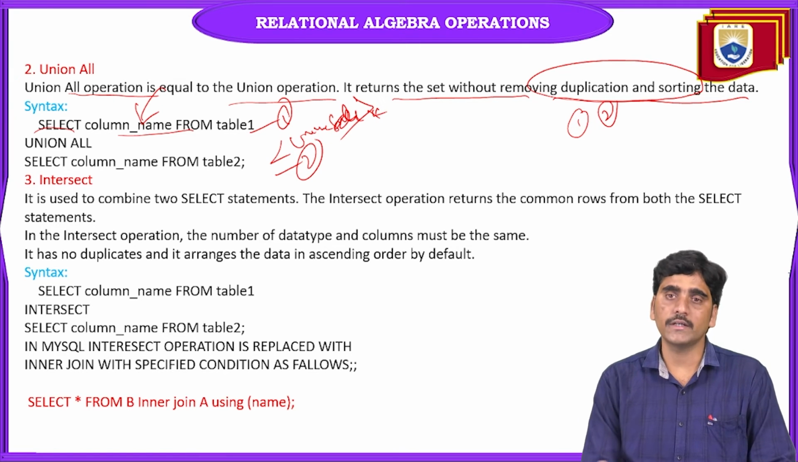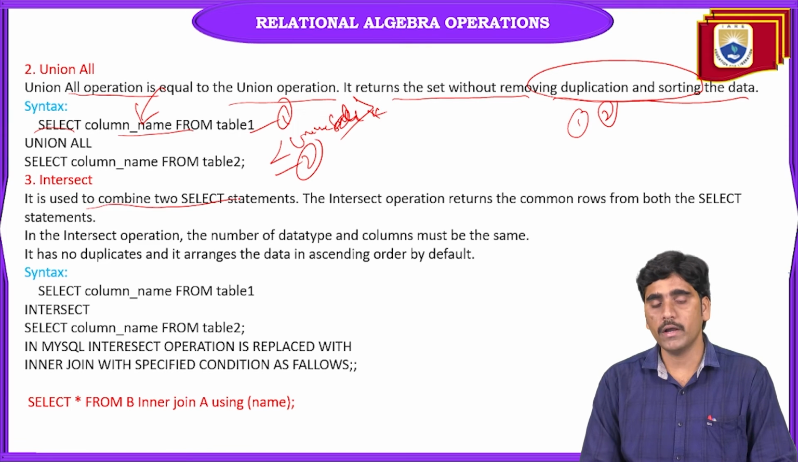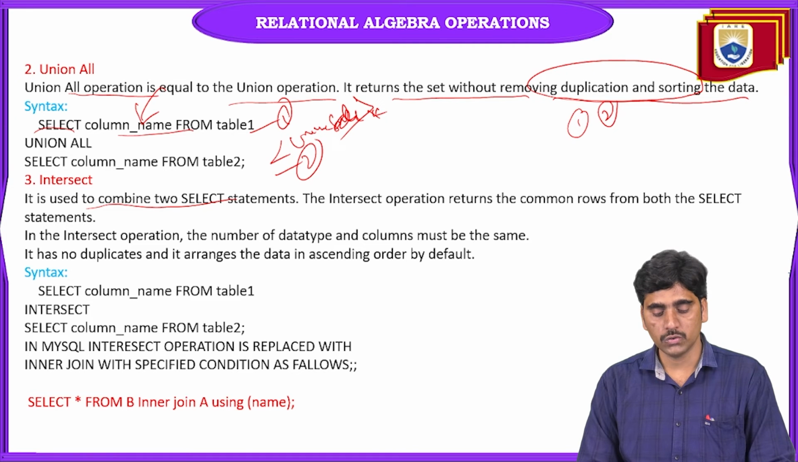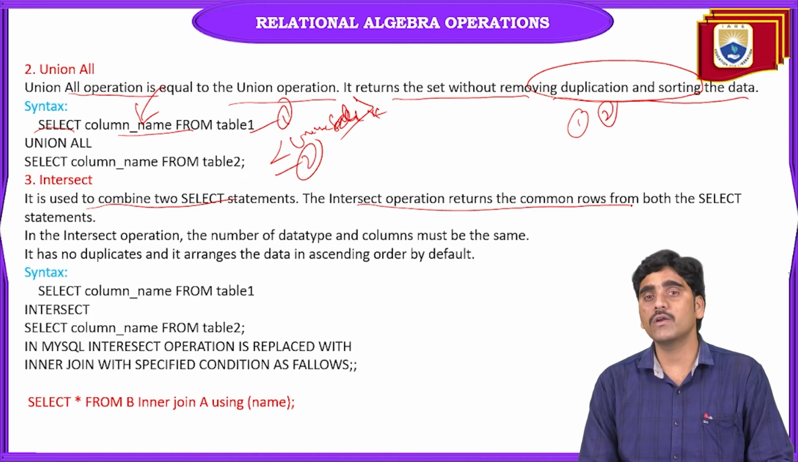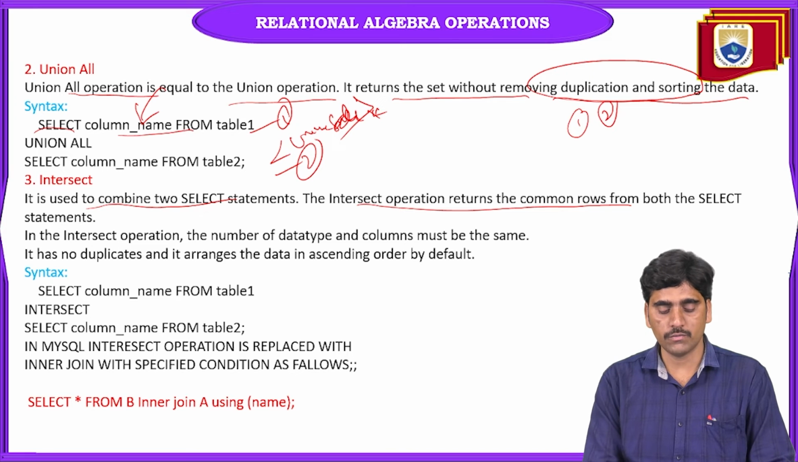Next, the third one is what? Intersect operator. The intersect operator is used to combine two select statements. The intersection operation returns the common rows from both select statements. That means common rows selected from two tables. So table 1 and table 2 can have values in the same columns, and the common ones will be displayed.